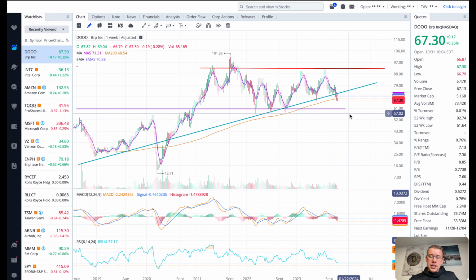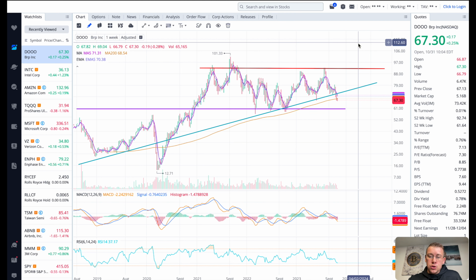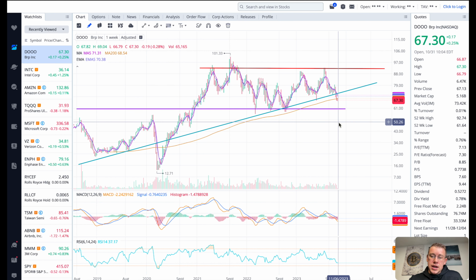So I think this thing actually has a pretty good potential for rewarding shareholders in the future, growing up to that $115 to $130 price range, which is about double where it is right now. So that is it on BRP here.